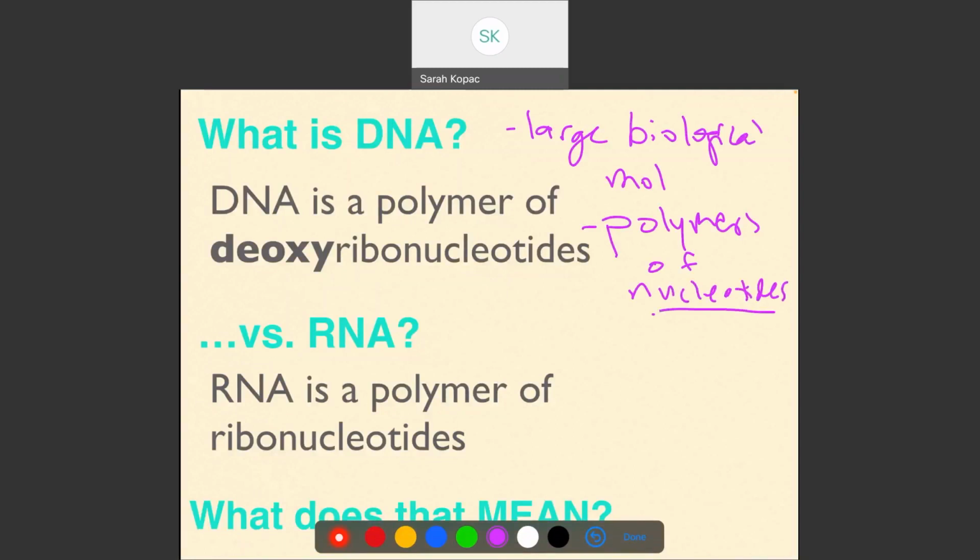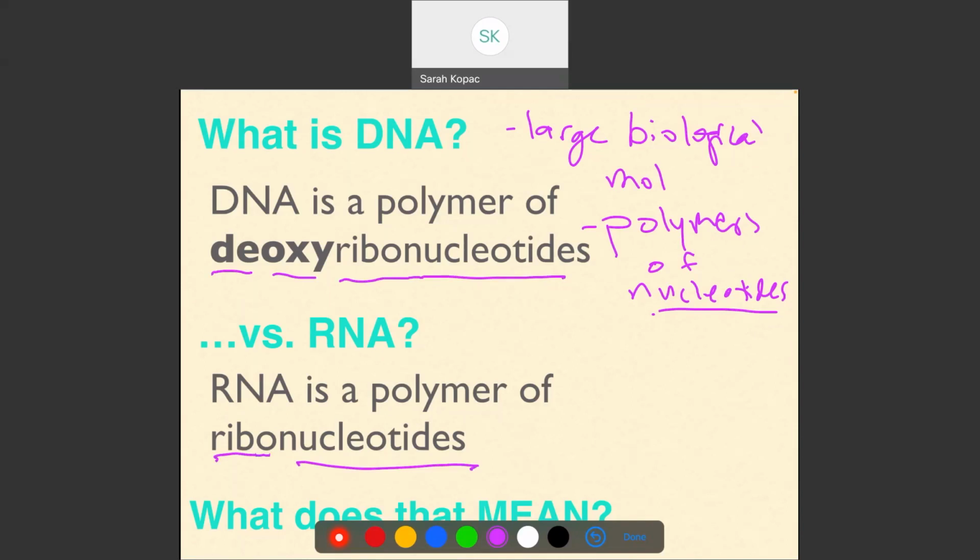Nucleotide is the general name for the monomers. So if you recall, polymers are strings of repeating units called monomers, and monomers are generally small molecules that are similar to one another but not identical. And in both DNA and RNA, we have the monomers being nucleotides. In DNA, the exact type of nucleotide is a deoxyribonucleotide. And then in RNA, we have ribonucleotides.